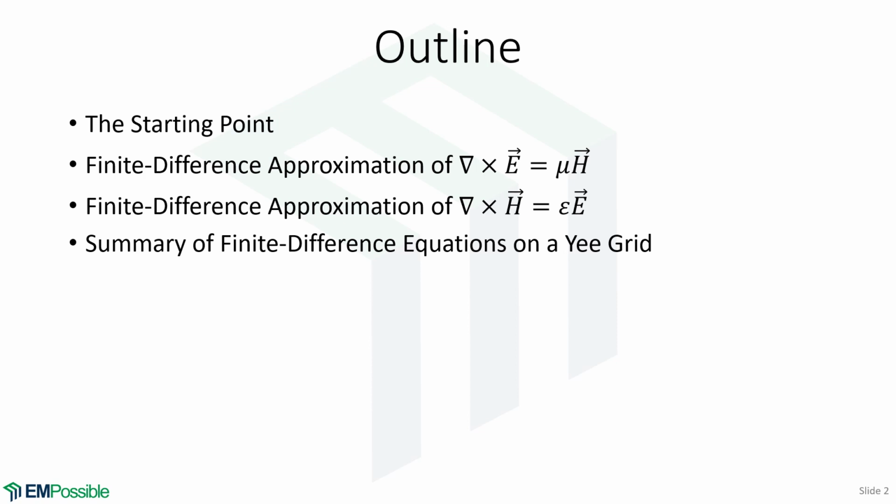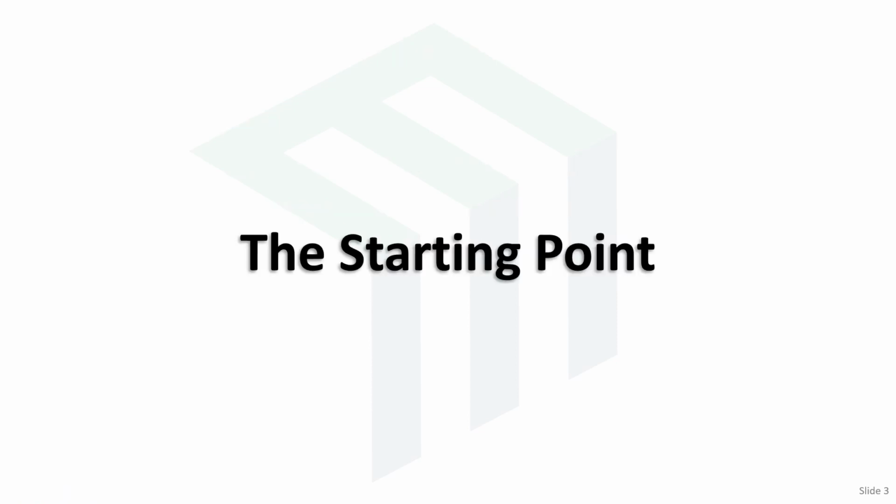The first thing we'll do here is discuss our starting point. We're going to normalize our grid coordinates and get the equations all ready for the finite difference approximations. Then we'll go through the three finite difference approximations for our first curl equation, and then the second three finite difference approximations for our second curl, and then we'll summarize that in one slide. Seems like not a whole lot, but let's get into this.